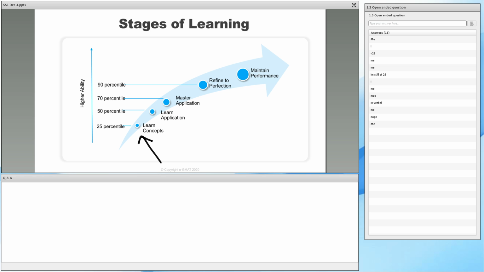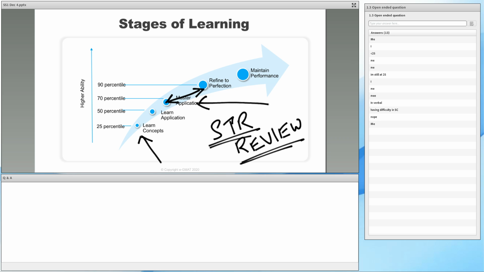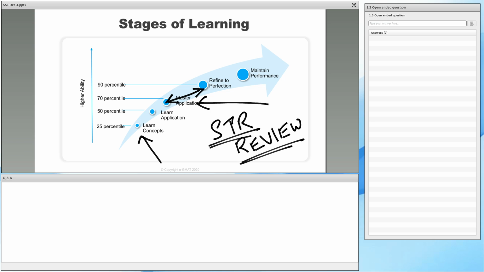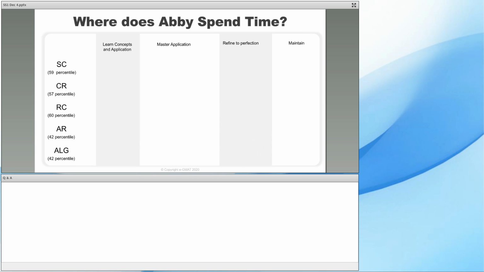The journey between this and this is not pure practice. It is where you do something called a strategic review. And we will see an example of that strategic review in about 15 minutes or so. So just blind practice will not help you anywhere on the GMAT. Just collecting hard questions is not going to help you get there. And we've seen enough of those stories.